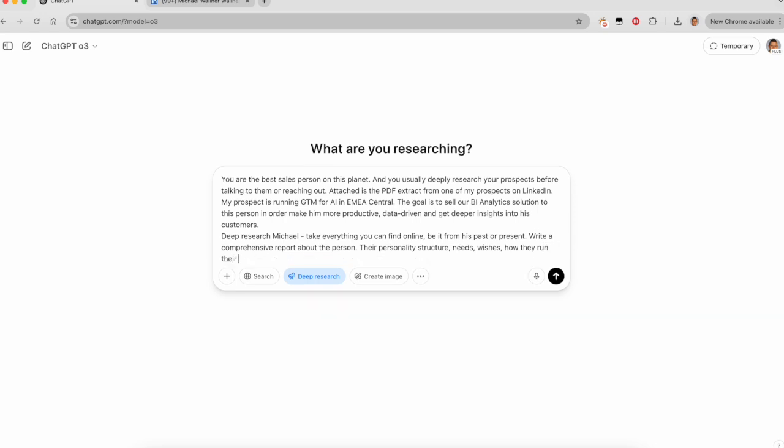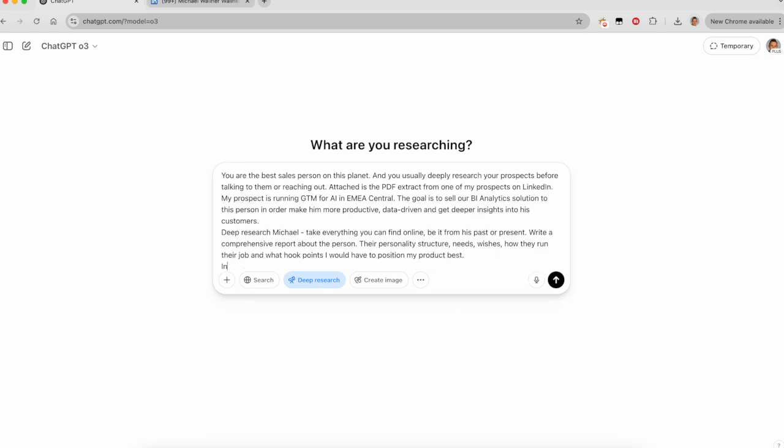And then I tell it to deep research me, take everything it can, the personality structure. So what kind of person is that, what the needs are, the wishes, how they run the job, and what is a good hook point to position the product best.